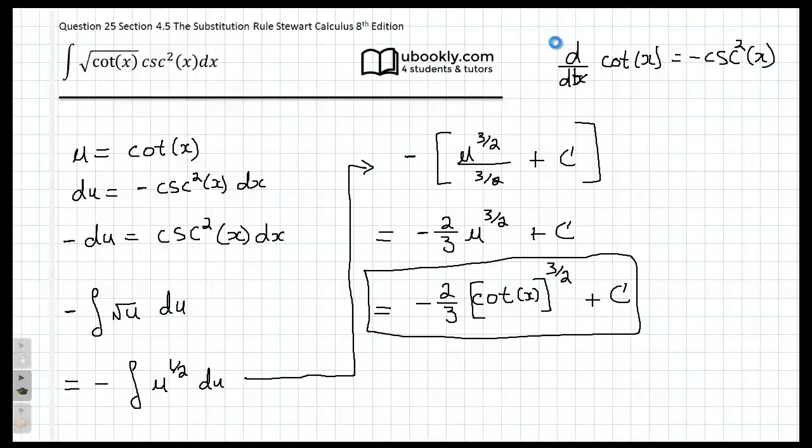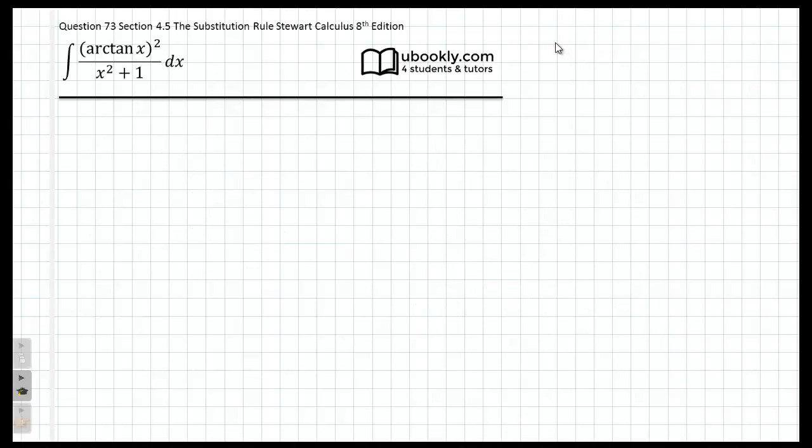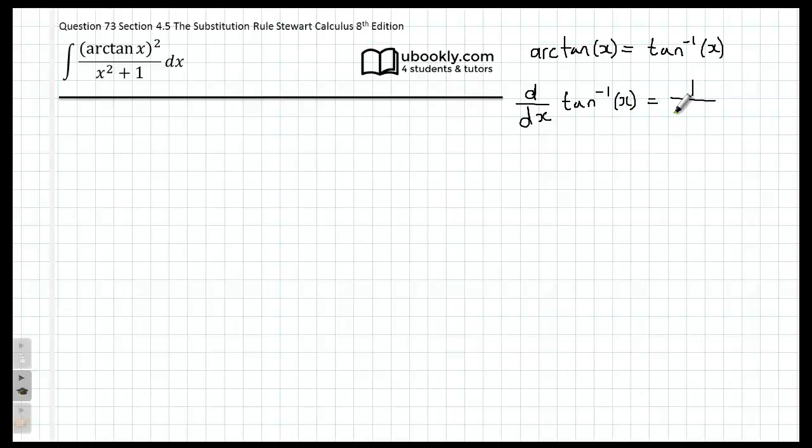Okay, good. Next question. It says take the integral of arctangent of x all squared divided by x squared plus 1. For this we have to remember that first off, arctan of x is just another way of saying tan inverse of x. Okay, so we have to know that the derivative of tan inverse of x, we have to remember this, is 1 over x squared plus 1.